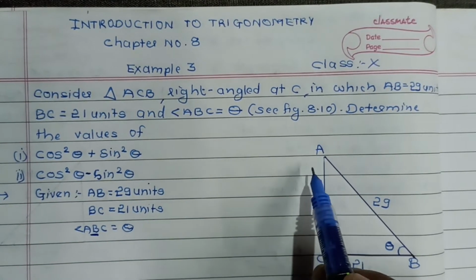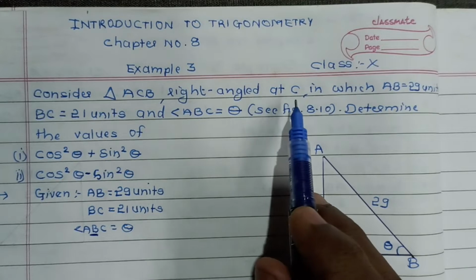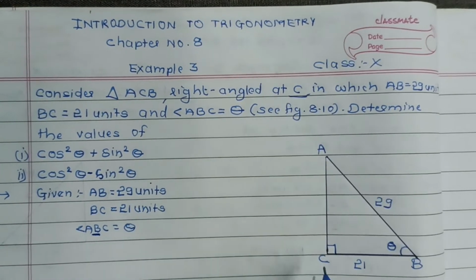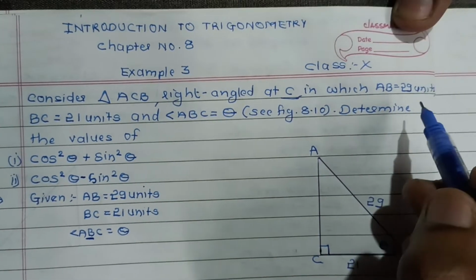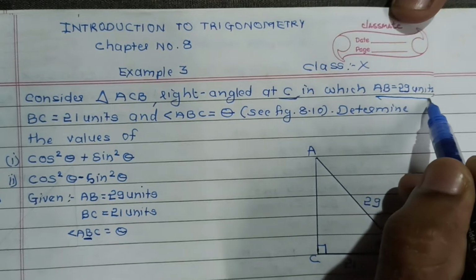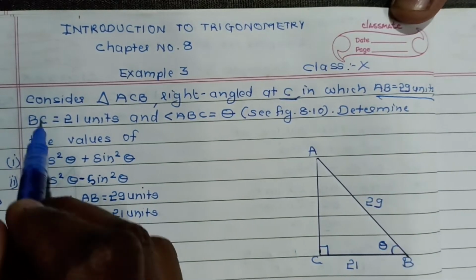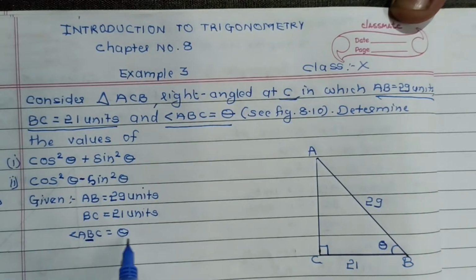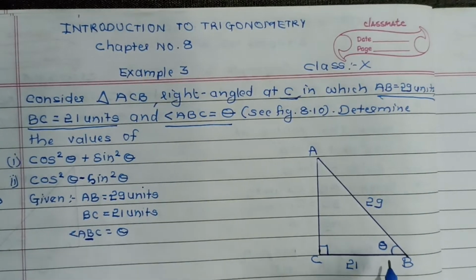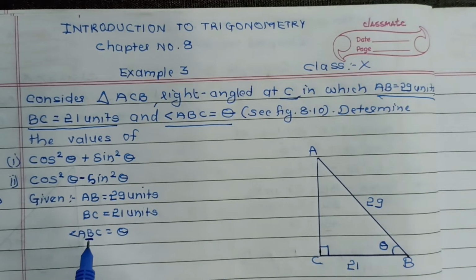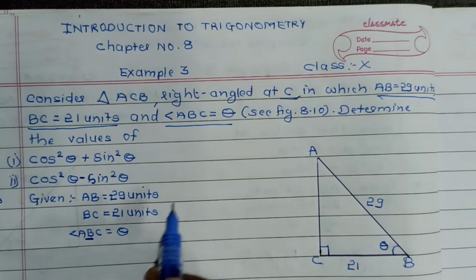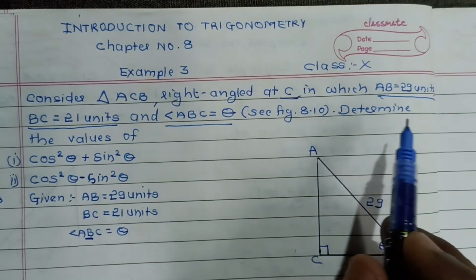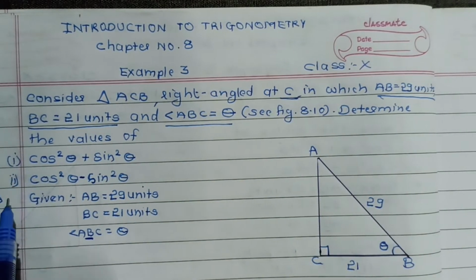So this is the right angle triangle ACB, right angle at C. So this is right angle. So what is given for this question? AB is equal to 29 units and BC is equal to 21 units and angle ABC is equal to theta. So here theta is angle B. So this is acute angle. So middle letter B you have to take as theta as per the question. Now you have to determine the values of this first one and second one.